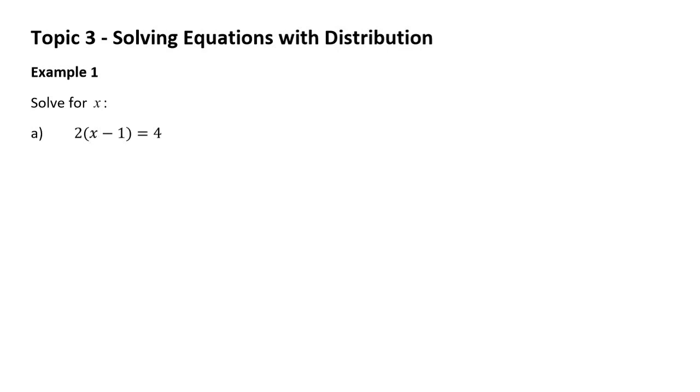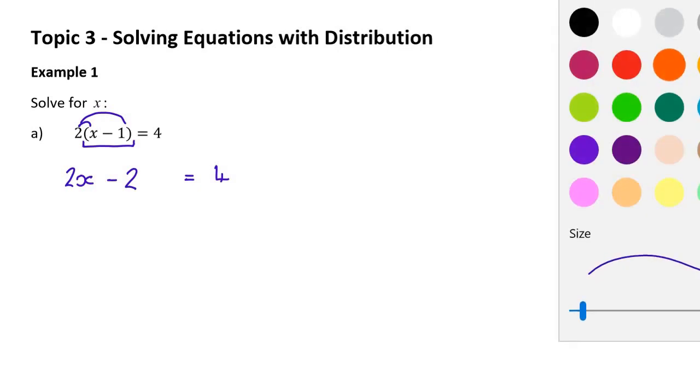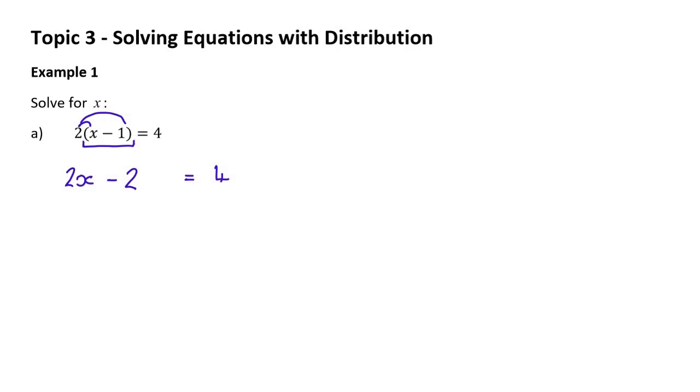It says solve for x. Now this says 2 multiplied by a bracket which has x minus 1 in it, so there's more than one term, so that is distribution. There are two ways to do this question. I think the easier way, because it just makes more sense to me, is to multiply the 2 into the bracket. So 2 times x is 2x, 2 times negative 1 is negative 2, and now I'm back to the type of question that I would have done in my first lesson.